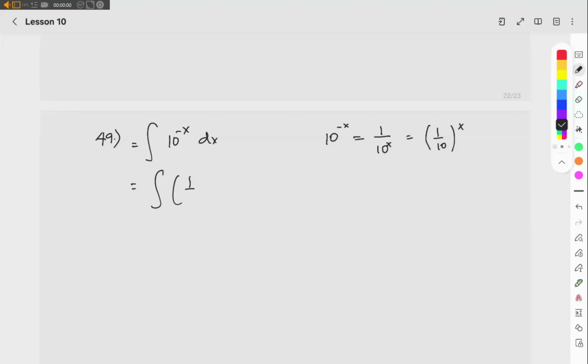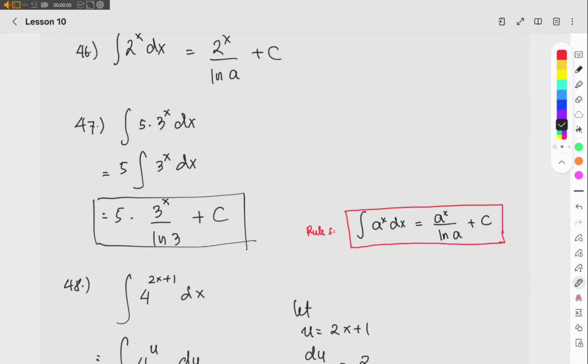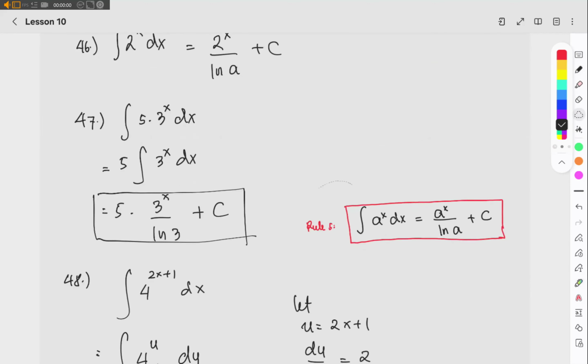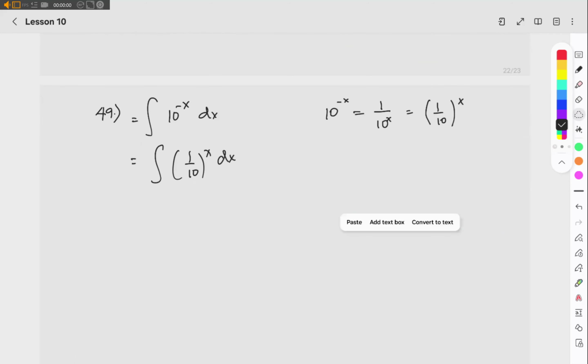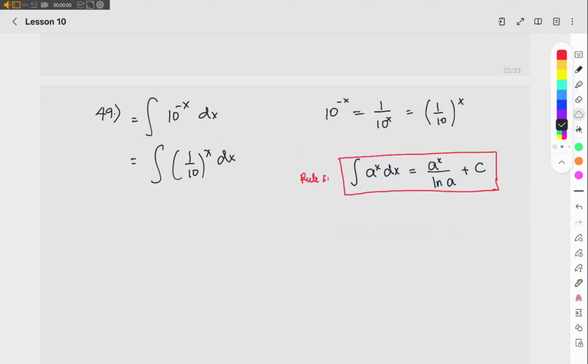the integral of 1 over 10 to the x dx. So in this case, what is your a? In this case, a will be the 1 over 10 over here, right? And if you want to apply rule number 5, then your a will just be the 1 over 10. So that will simply be 1 over 10 to the x divided by ln of 1 over 10, plus c.